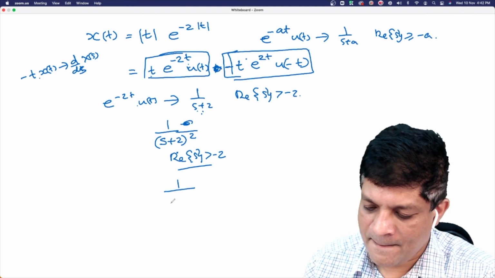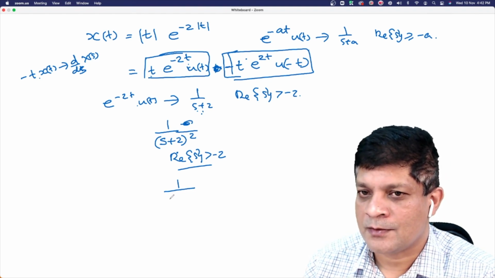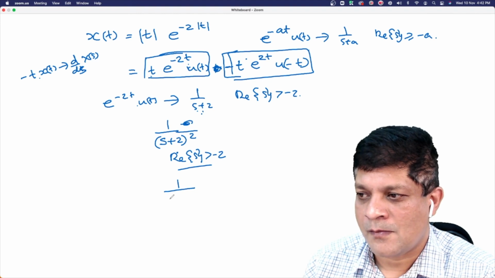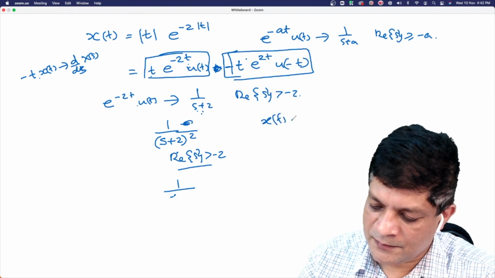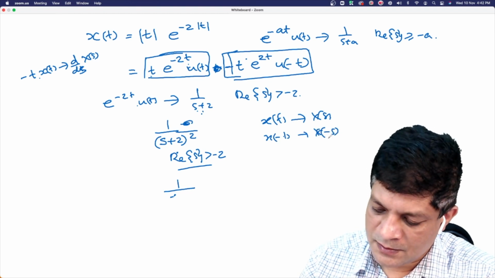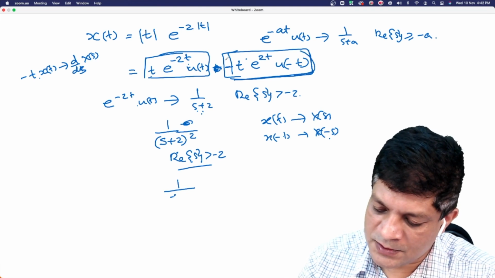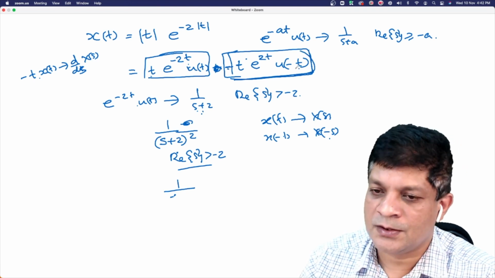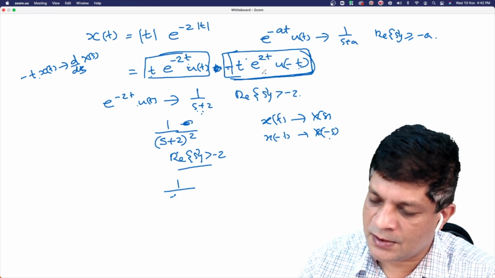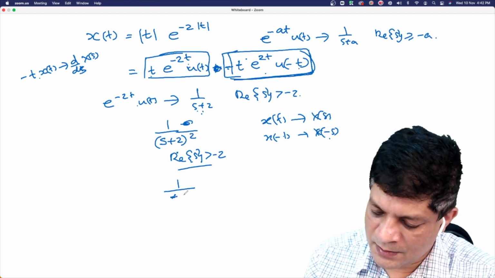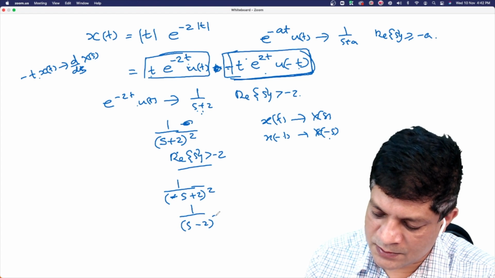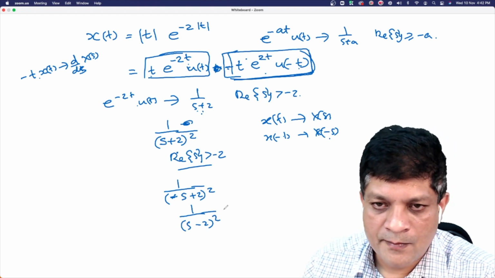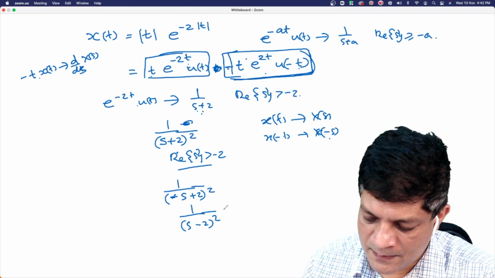What is the property? If x(t) has Fourier transform X(s), then x(-t) has X(-s). So what will be the Laplace transform of this? Minus t e to the power 2t u(-t). If you put t equals minus t, you will get this one. So it will be minus s plus 2, and you can also write it as s minus 2 whole square, isn't it? So what is the final answer?